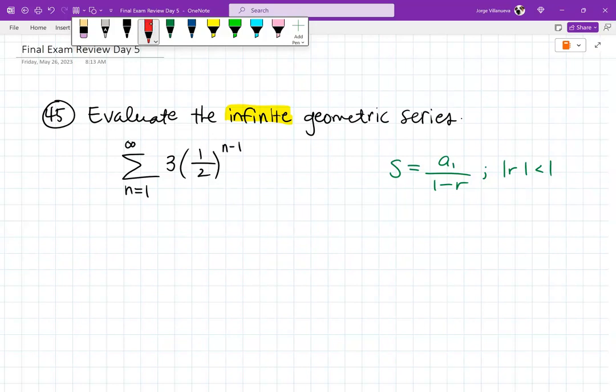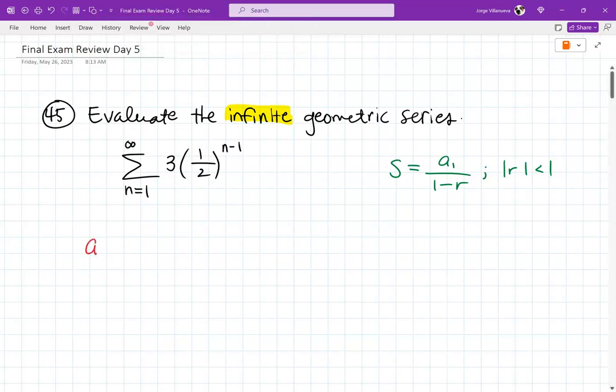So according to my information here, my a sub 1 is 3. My r is half, because remember, the formula is a times r to the n minus 1. So it's 3 times half to the n minus 1. So a sub 1 is 3. My r value is half.